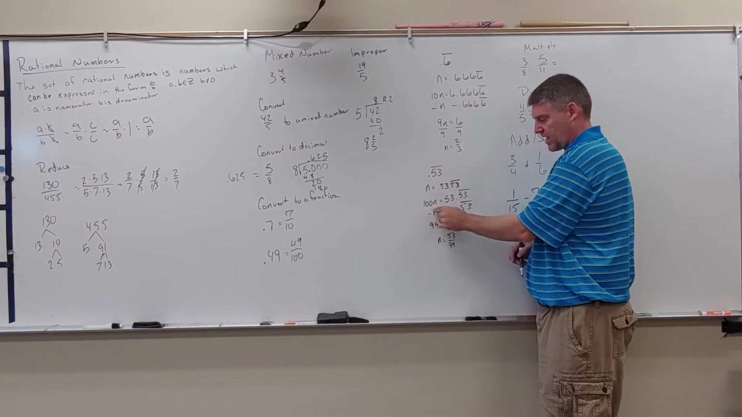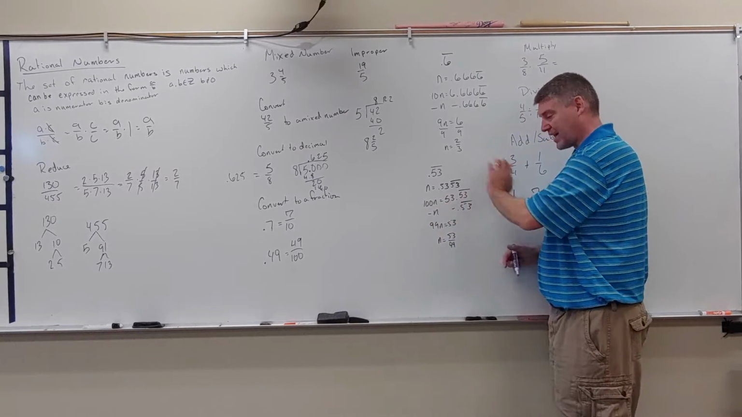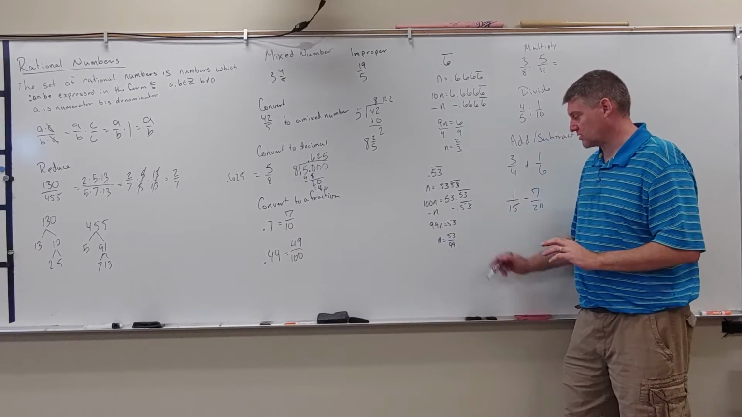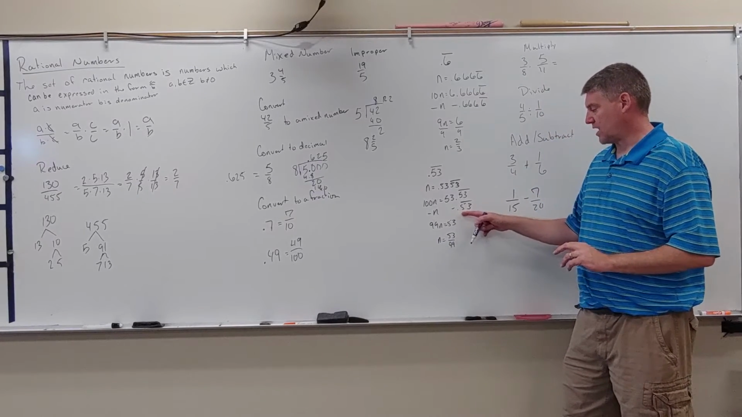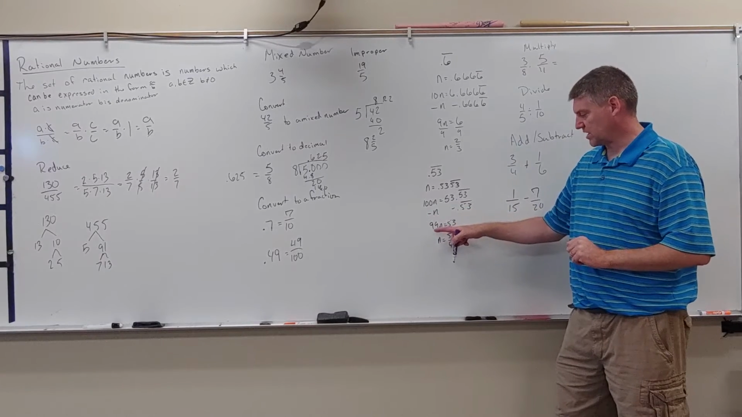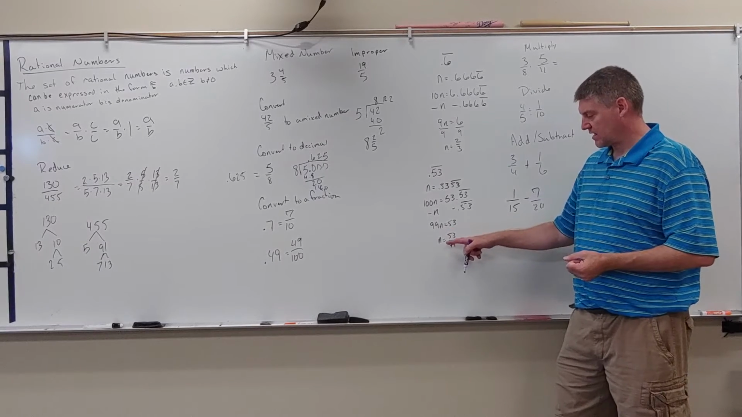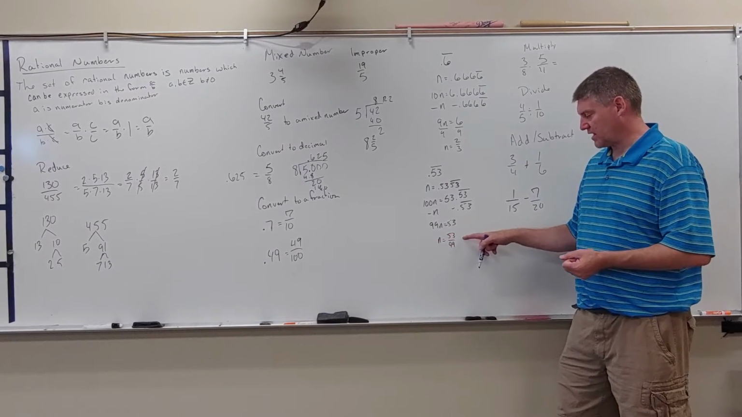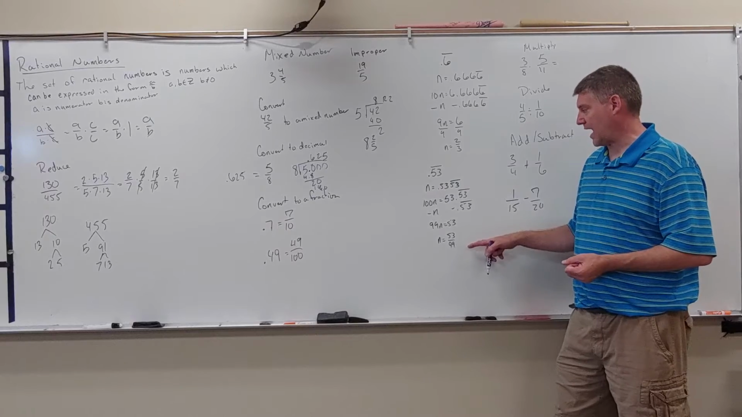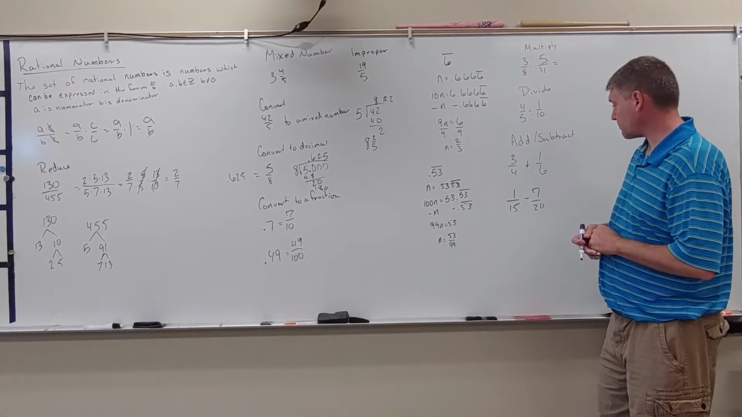So I get 100n equals 53.53 repeating. I've got to subtract off the repeating part. So I'm going to subtract off the 0.53 repeating, which is subtracting off 1n, which gives me 99n equals 53. Divide by 99. That gives me n equals 53/99. There's my fraction of 53 repeating.